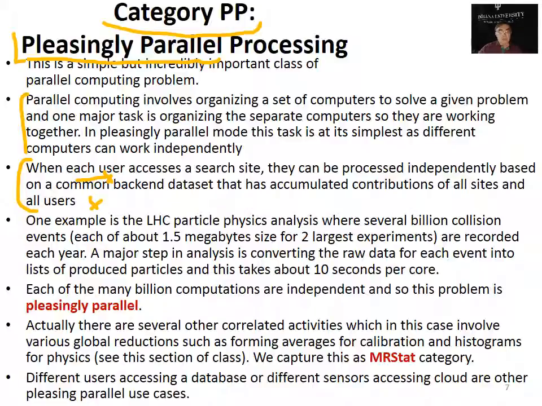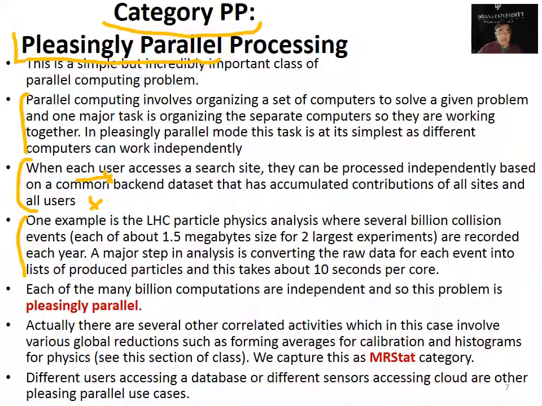In the Large Hadron Collider physics case, we have many billions of events, each of which happens to be around 1.5 megabytes in size. And those events can be analyzed independently. So they're pleasingly parallel, and actually 300,000 cores around the world kept busy doing this independent analysis.